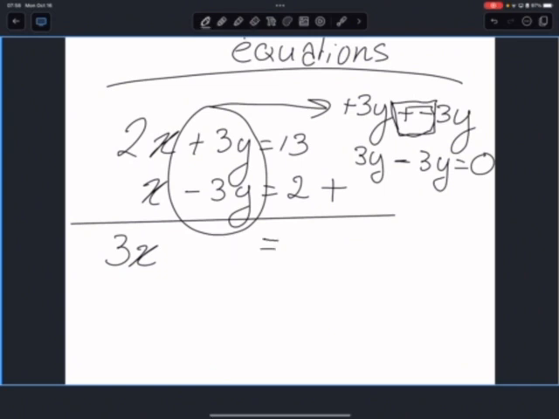Equals 13 plus 2 equals 15. So your x equals 5. As simple as that. But are we finished? Of course not. I'm still missing a y. I found my x. The only thing I'm missing is the y.